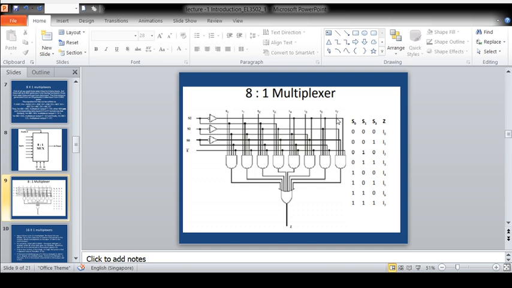You can see the truth table. In this one, the data select, or control signal, changes from 0, 0, 0 to 1, 1, 1, and correspondingly the data inputs D0 to D7 are selected.